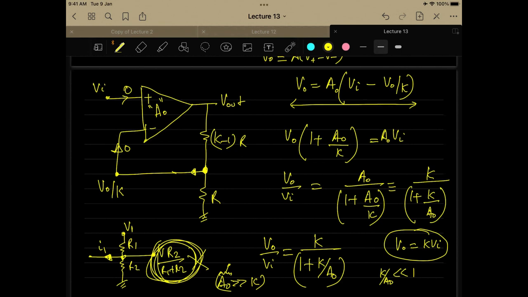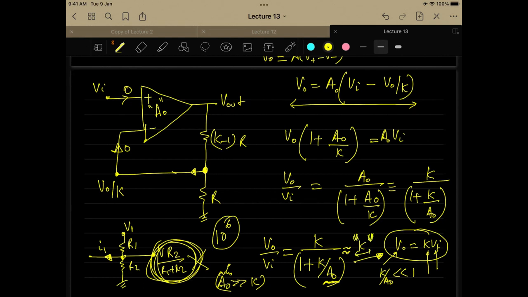We were saying our operational amplifier should be of very high gain. Let us say your A0 is 10 to the power 6 and you keep this as a denominator, you will get approximately this value as K. Then as an amplifier you will get VO equal to K VI. This is what you wanted: your input scaled by a factor of K. So if your operational amplifier A0 is very high, then it approximates to K.